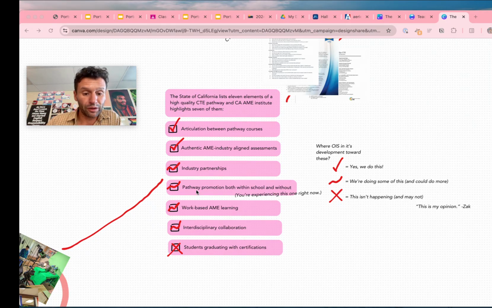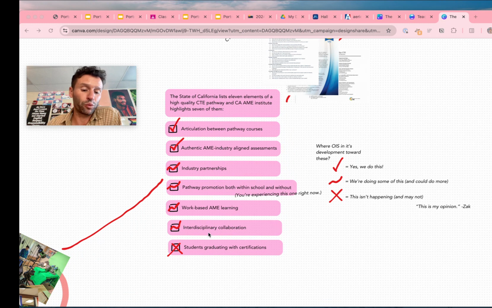Work-based arts, media, and entertainment learning. Yes, we have some partnerships. I'll show you that. We could be doing more. Interdisciplinary collaboration. That means projects that link between core content classes and arts classes. In our case, we do a little bit of this. We could be doing more.